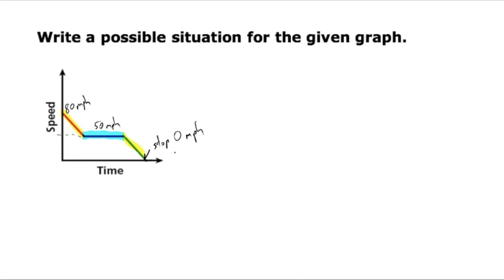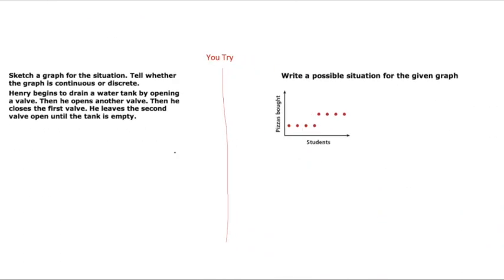So again, we're talking about speed here. So we're not moving up or down any kinds of hills. We're not talking about distance. We're talking about how fast we're going in relationship to time. So be aware of what that means for your y and your x-axis at any given point. So here are 2 U-tries for you guys to do. The first one, you are making a graph and telling whether it's continuous or discrete. And the second one, you're going to try to come up with some scenario that makes sense for it.